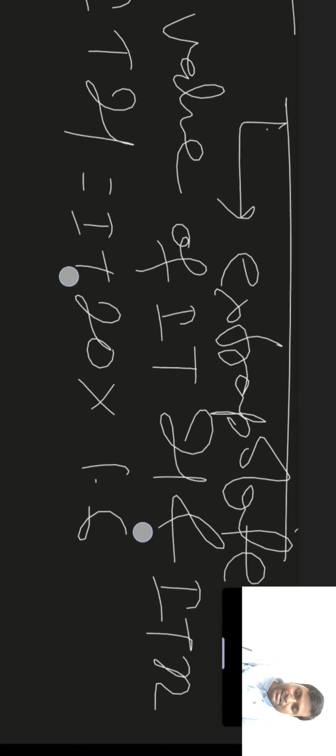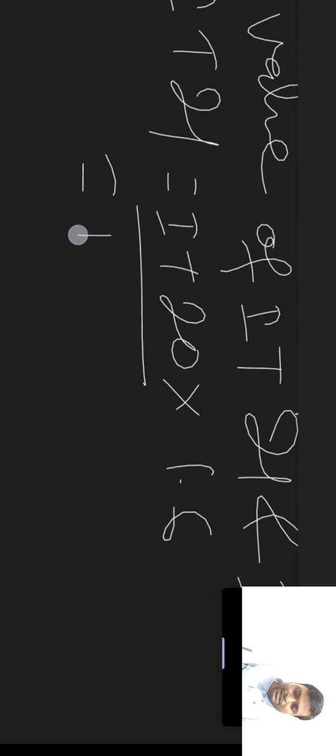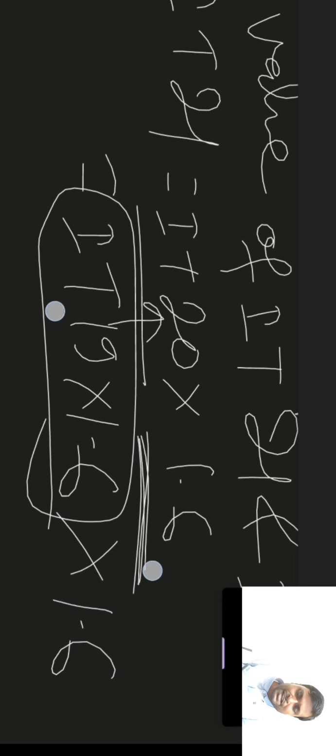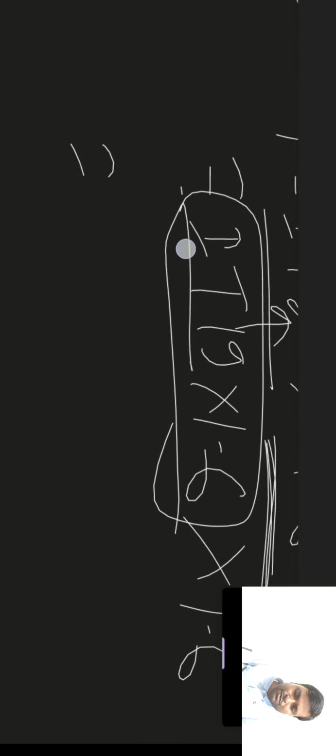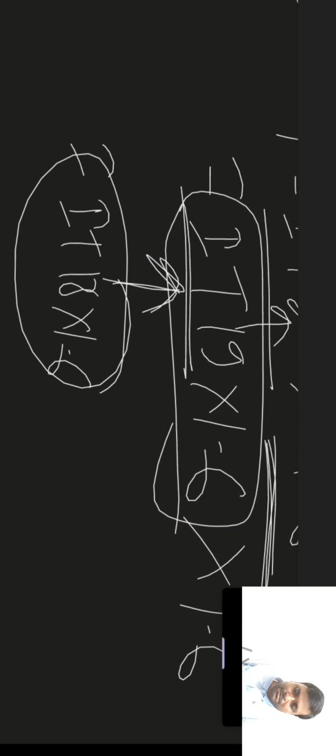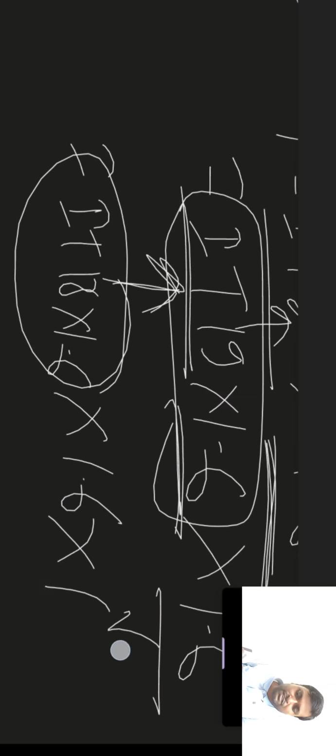We will do IT20 into 1.6. To get IT20, we will do IT19 into 1.6. This will be IT20, and then we'll multiply with this 1.6. To get IT19, what will we do? IT18 into 1.6 will be IT19, then multiplied by this 1.6, and then again this 1.6.